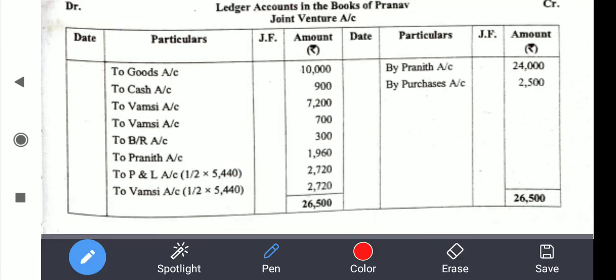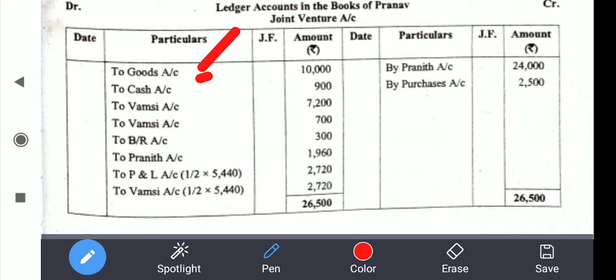So the first journal entry is what? Joint venture account debit to goods account, which means the goods supplied by Pranav. So this amount is supplied by Pranav account. Then cash: here 900 is the freight expenses. The second one is expenses incurred, or expenses amount paid by Pranav.